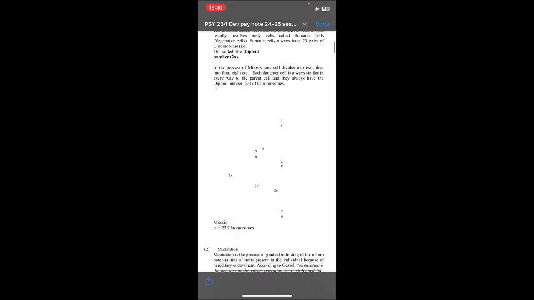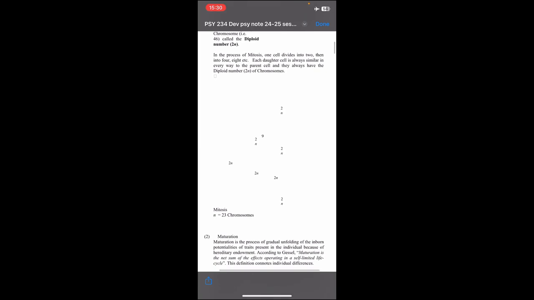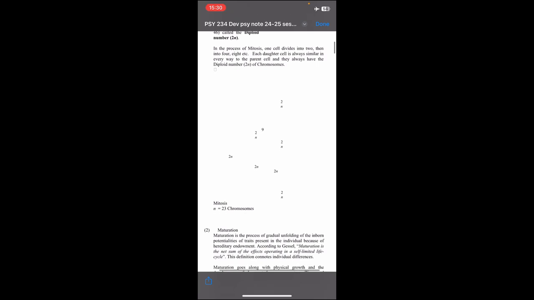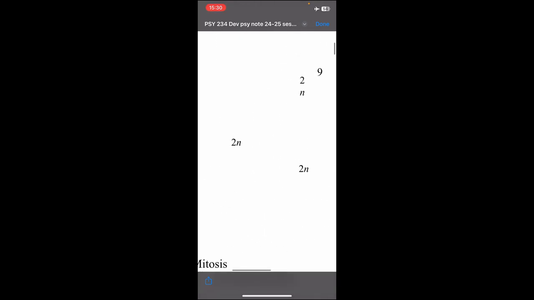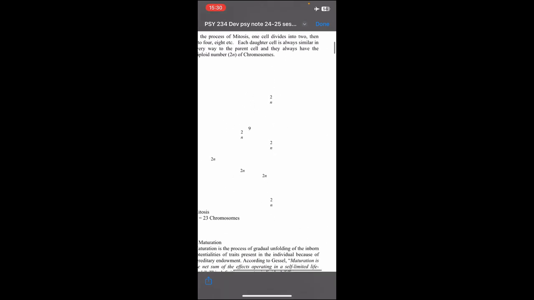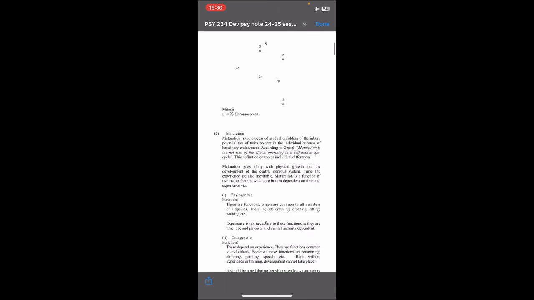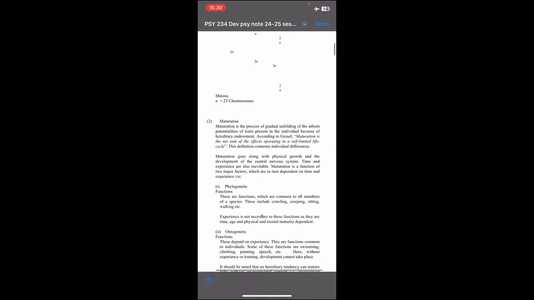In the process of mitosis, one cell divides into 2, then into 4, then into 8. So in mitosis, each daughter cell is exactly like the mother or the parent cell. So this is the diagram. You can see that we go from 1 to 2 to 4, and it keeps going. That is mitosis.